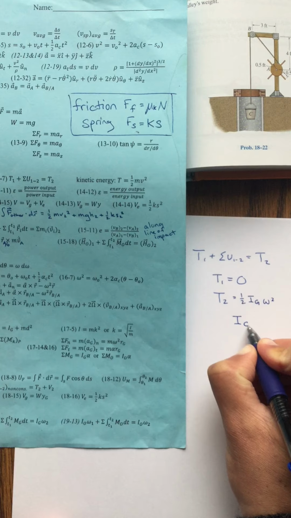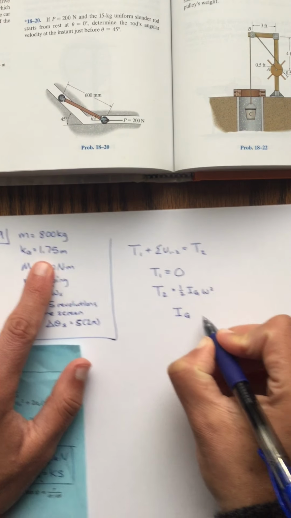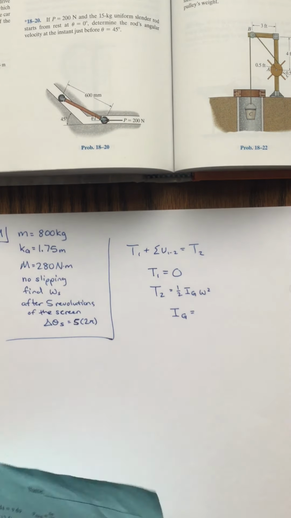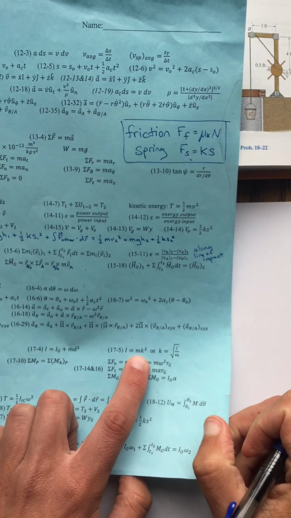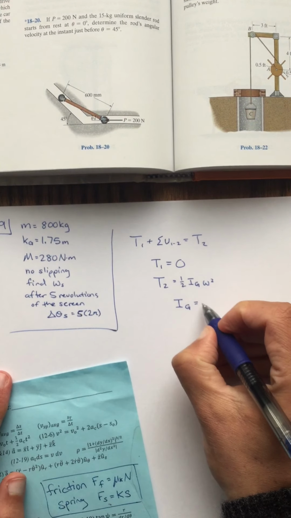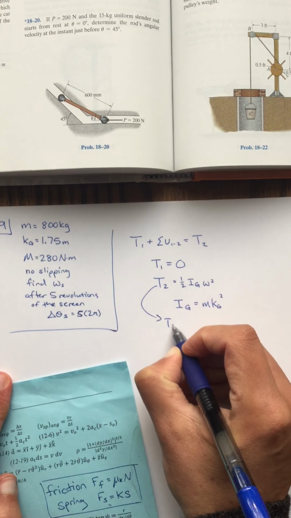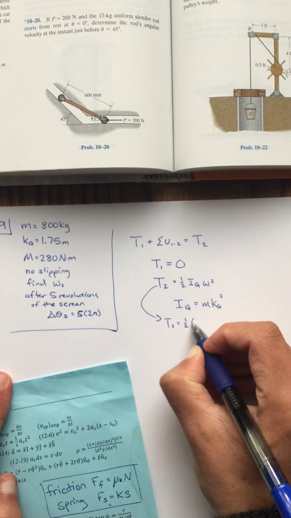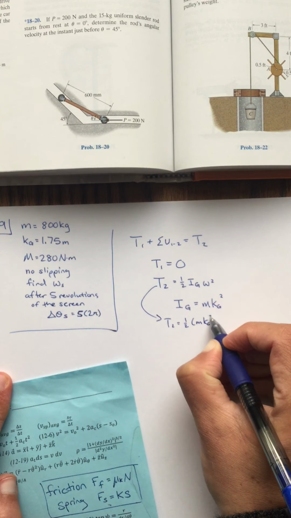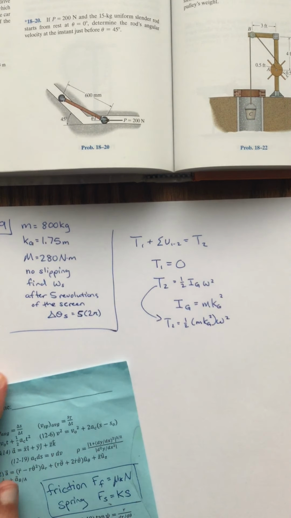They gave us the radius of gyration. The moment of inertia, if we're given the radius of gyration, is m times k squared. So I can say T2 is equal to 1/2 mk squared times omega squared.